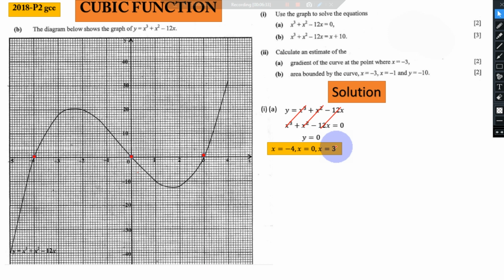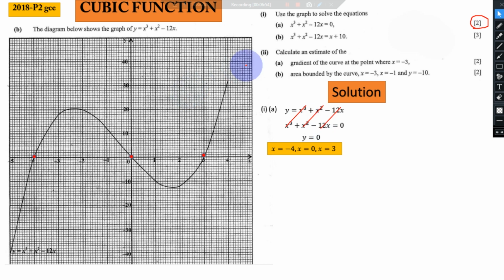We have answered. That is the 2 marks. It means we have gotten the 2 marks. Do not start inserting these values in your equation and then start solving. No. They are saying use the graph. So we have used the graph to find the solution. That is all. We go to the next question.